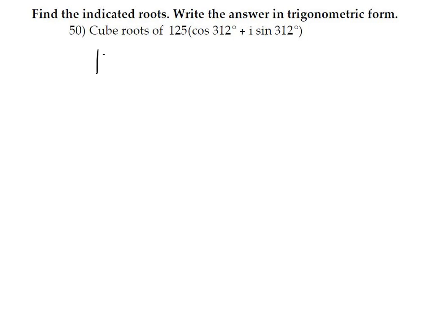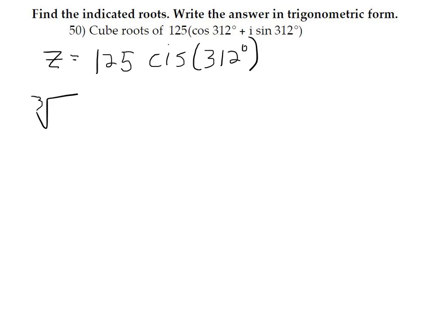This would be 125 and then CIS parenthesis 312 degrees. This is a shorthand. The C is for cosine, I is for the i, and the S for sine. So that's cosine plus i sine. It'll make it a little bit easier. Alright, so this is z, a complex number. We want the cube roots of z.